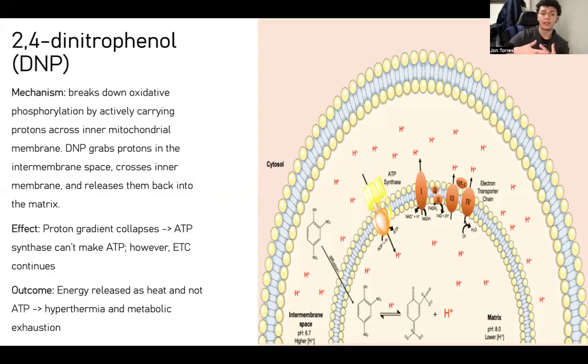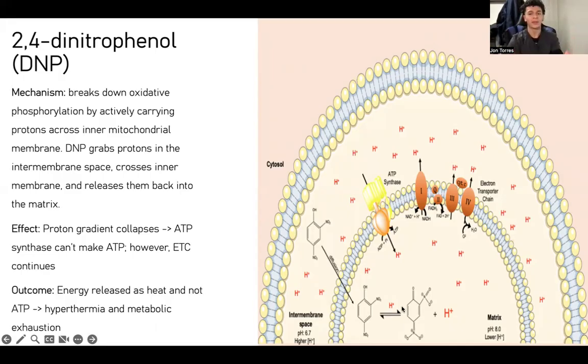So this will break down oxidative phosphorylation by actively carrying protons across the inner mitochondrial membrane. So if we look over at this picture, we've got this DNP molecule just floating around the inner membrane space. And what it'll do is it'll actually just diffuse right on through the membrane and get into the matrix. And from here, it'll just release hydrogens, just needlessly. So DNP grabs protons in the intermembrane space, like we saw. It'll cross the inner membrane and then release them into the matrix.